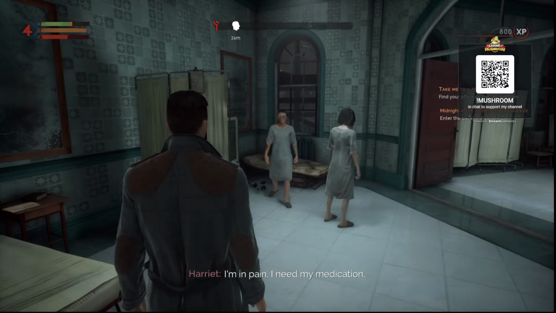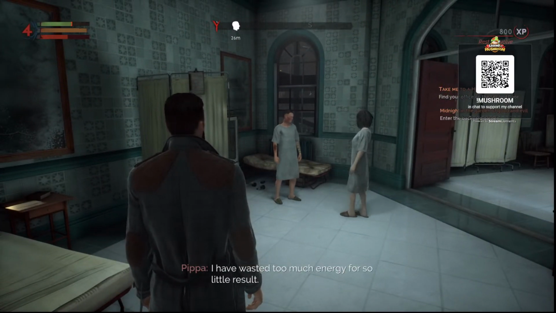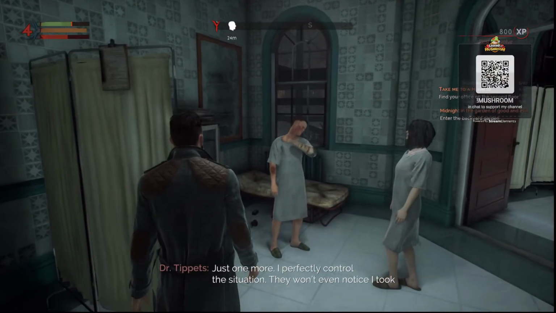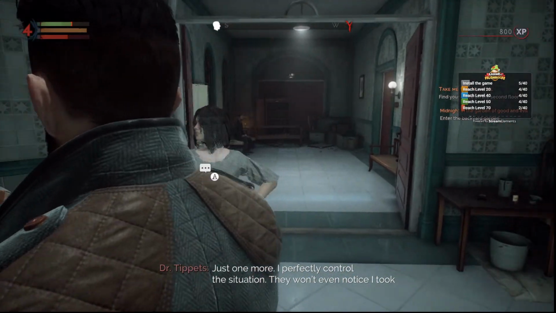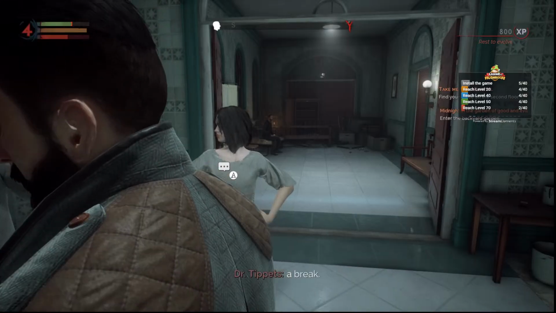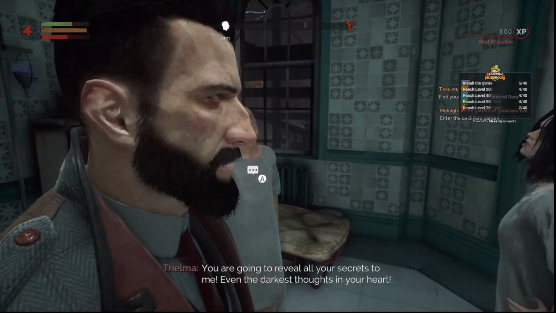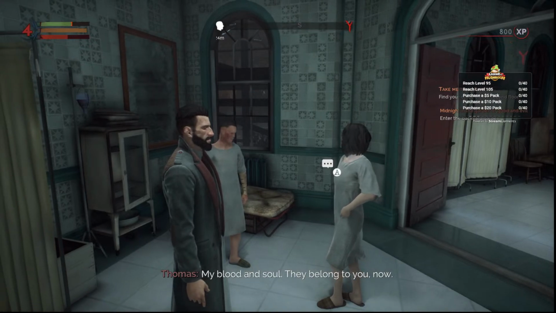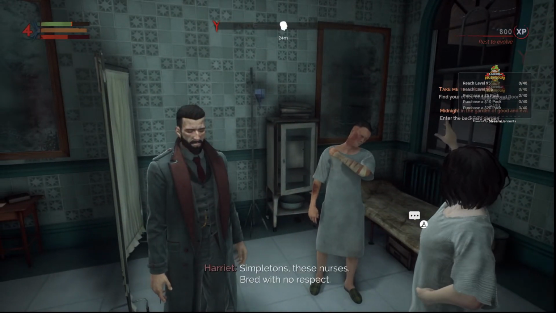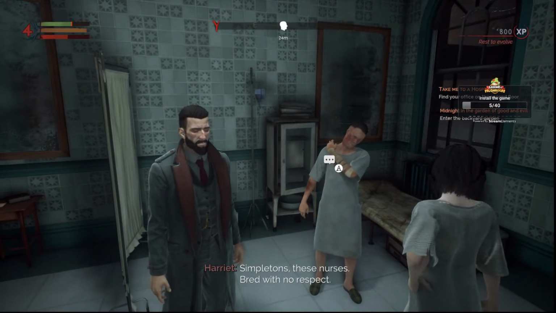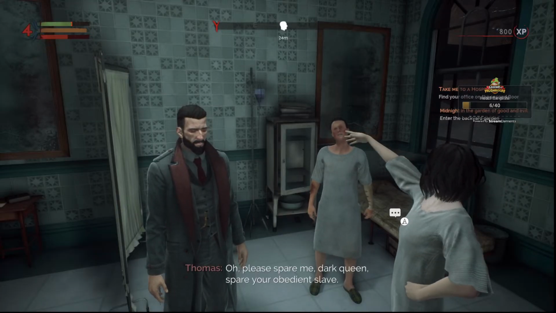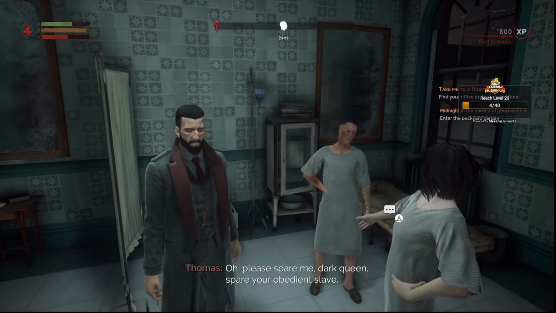I have wasted too much energy for so little result. You are going to reveal all your secrets to me, even the darkest thoughts in your heart. My blood and soul. They belong to you now. The life running in your veins. Dead flesh needs it. Oh, please spare me, Dark Queen. Spare your obedient slave.